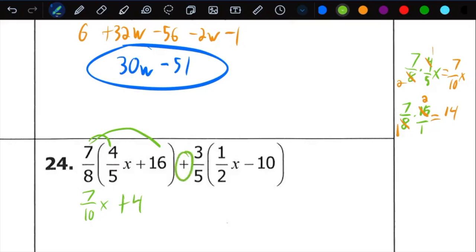Distributing my 3/5, I don't have to change the sign because it's already a positive. So 3/5 times 1 over 2x. Nothing cross-reduces here, unfortunately, so we have 3 over 10 times x.